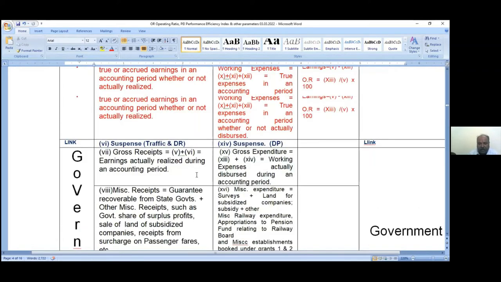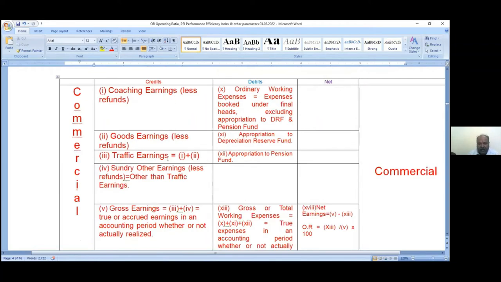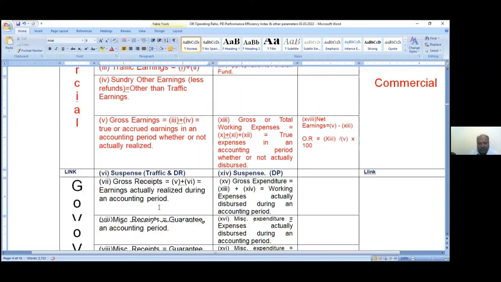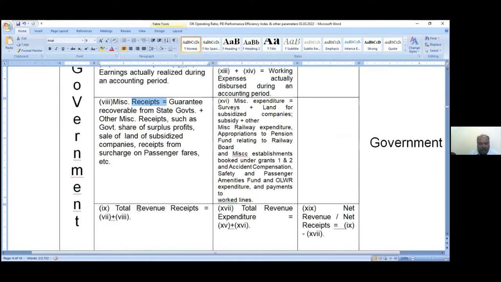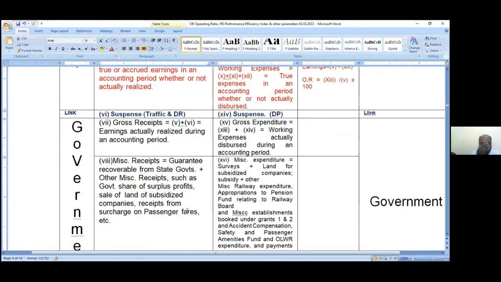So every time here it is earnings, earnings, earnings. Here, gross receipts, miscellaneous receipts, and total revenue receipts. That means now we are coming to government accounts after adding this suspense. So what are the gross receipts? Nothing but gross earnings plus suspense. Then we will add miscellaneous receipts, which are outside the scope of zonal railways.